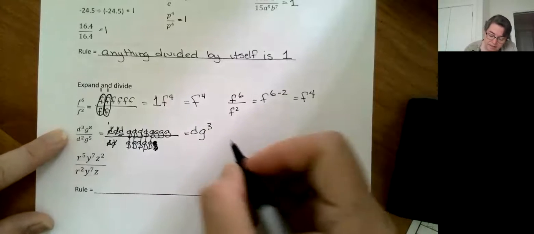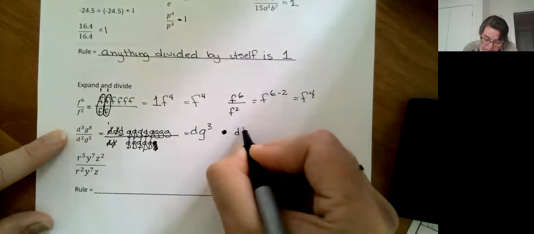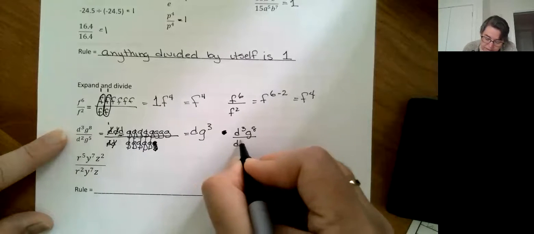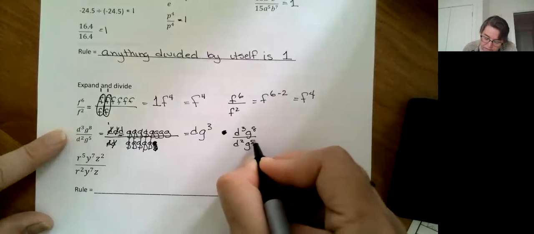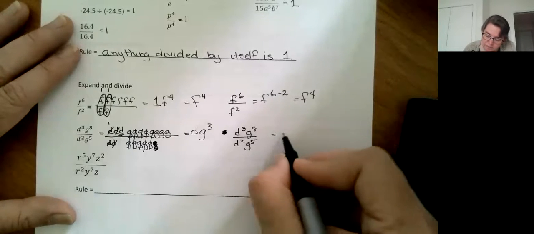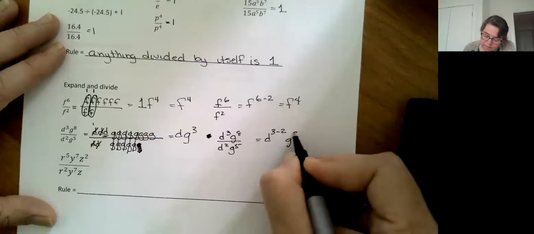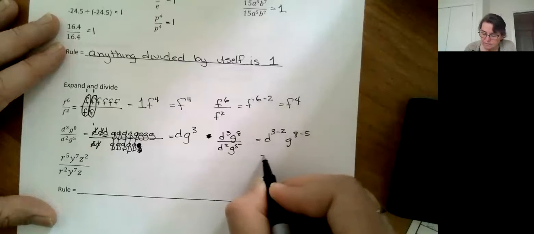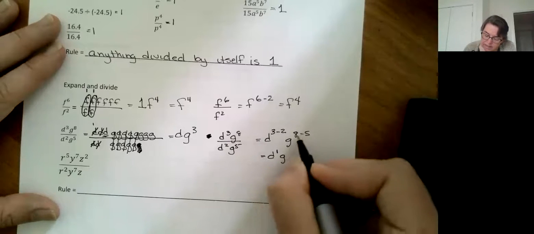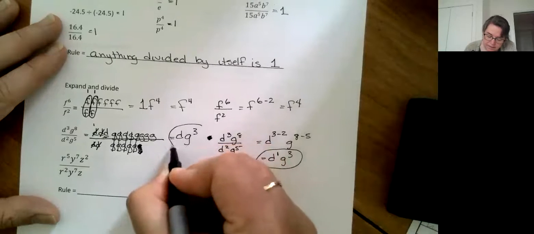D3, you know what, I'm going to put it over here again. No, not an equal sign. D3, G8 divided by D2, G5. All right, so 3 minus 2 and 8 minus 5. 3 minus 2 is 1. And 8 minus 5 is 3. So, ta-da! Look at that.